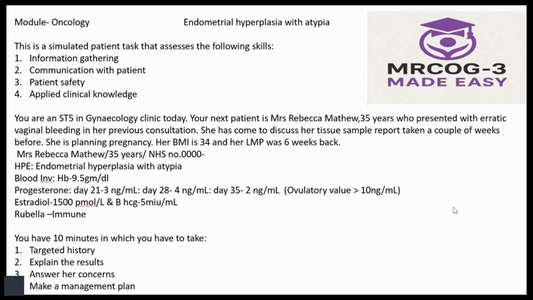Now you have to take the targeted history, explain the results, and answer her concerns. Make a management plan for her. So here I'm going to start the station as usual, like in any other case: introduction, then agenda, information gathering.